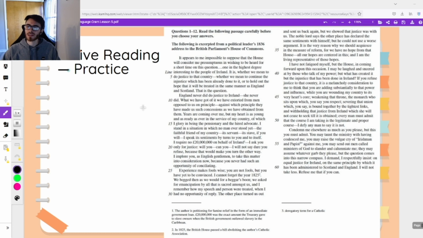So it tells us, we of course don't want to ignore this, right? There might be some context there that's helpful. It tells us that the following is excerpted from a political leader's 1836 address to the British Parliament's House of Commons. So you can see this is kind of what I was talking about earlier, right? In identifying a reading passage, it tells us it's an excerpt from some finished existing work, like some real work that actually exists in the real world, not something that was just kind of written for this test.